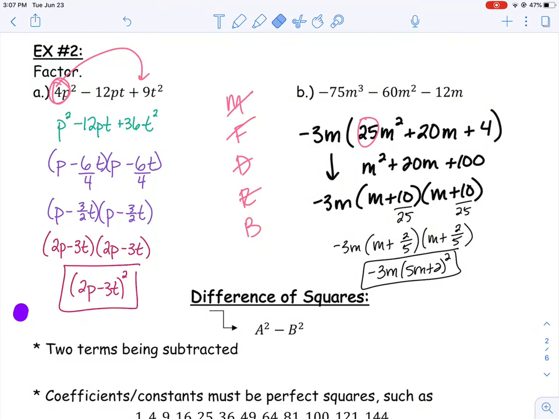All right, keep practicing your factoring. We'll talk about difference of squares in the next video.